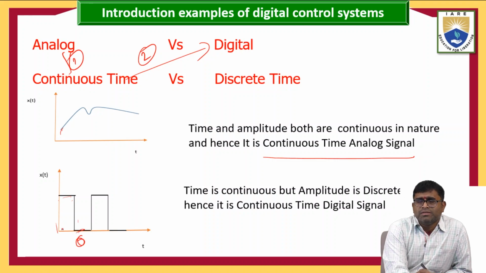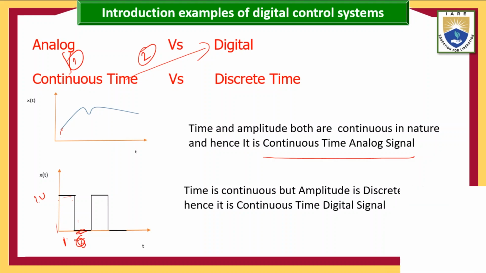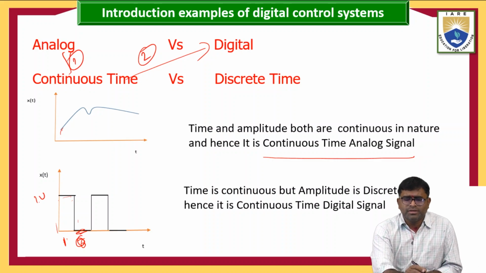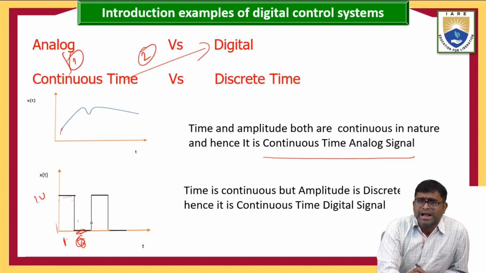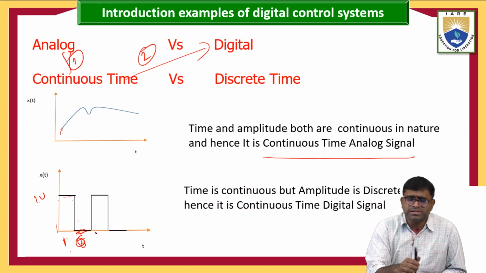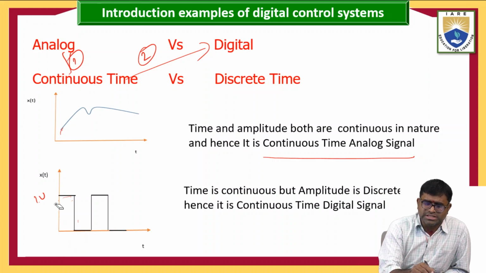For example, if the highest value is 1 volt, that high value is nothing but 1. Here, the off position is 0. These are the on and off positions: on is nothing but 1, and off is nothing but 0. Similarly, it is a continuous time digital signal. For every cycle it goes through on and off positions. So this is your second one, the continuous time digital signal.